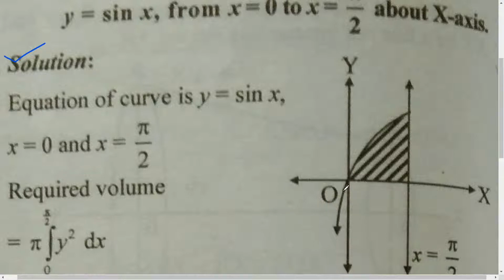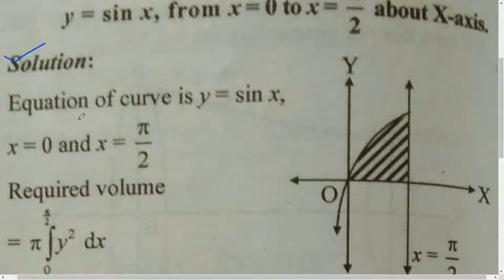So we should start from the origin, that is 0, and pi upon 2. Consider it is pi upon 2, it is not pi. We take here x equals pi upon 2, this is a line. And then y equals sin x varies from 0 to this part only. We need to find the volume of the solid generated by this. If we rotate it, a solid will be formed. So what will be the volume of that solid?